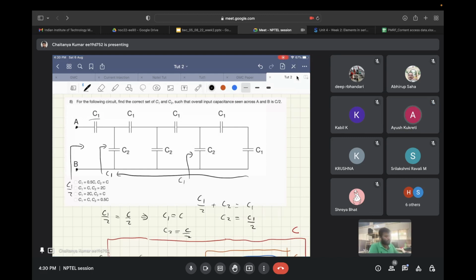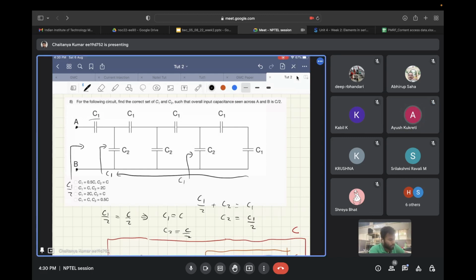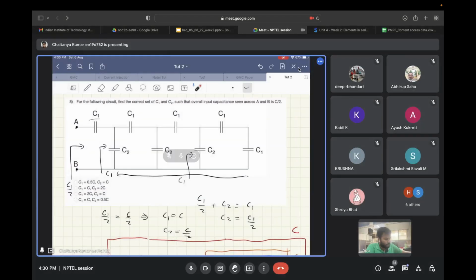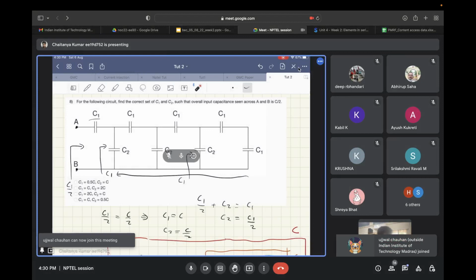Okay. So in these kind of networks, irrespective of the length of this particular network, the total capacitance that you need at this node must be the same. Okay.